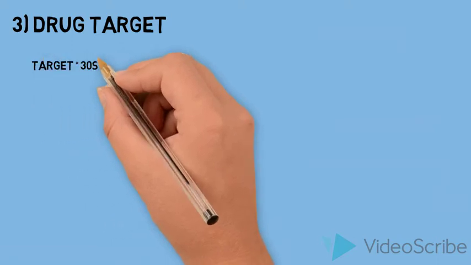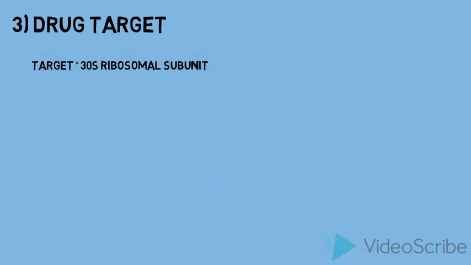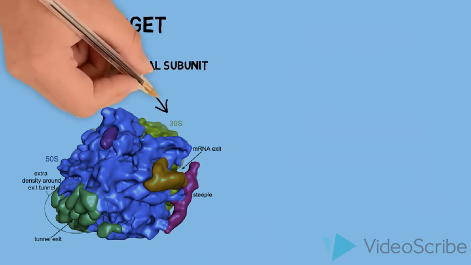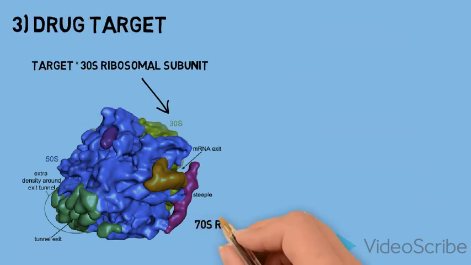Drug target. In prokaryotic cells, the target for doxycycline is the 30S ribosomal subunit. The 30S subunit is the smaller part of the 70S ribosome and is made up of 19 proteins, a small polypeptide of 26 amino acids, and the 16S RNA chain.